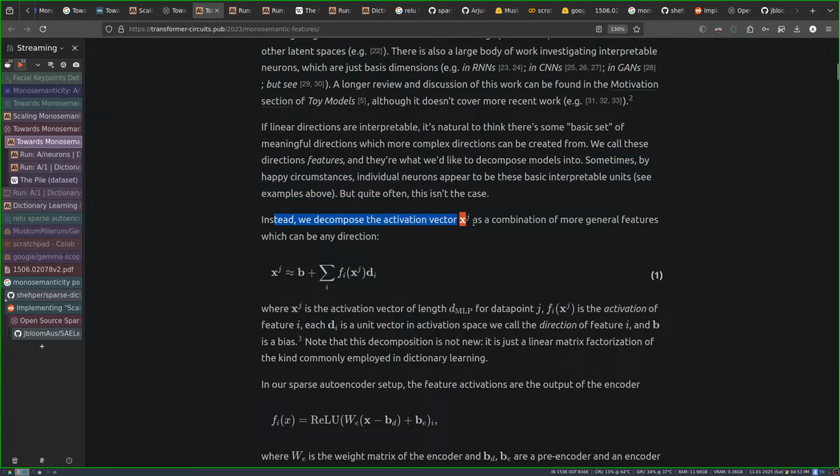Instead, we decompose activations as a combination of more general features, which can be any direction, where xj is the activation vector and fi(x) is the activation of feature i, and b is the bias. Note that this decomposition is not new. It's just a linear matrix factorization of the kind commonly employed in dictionary learning.